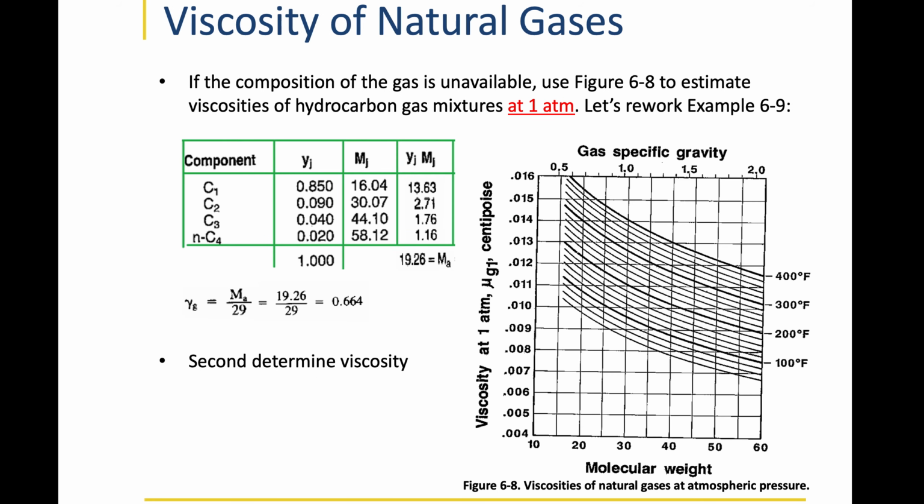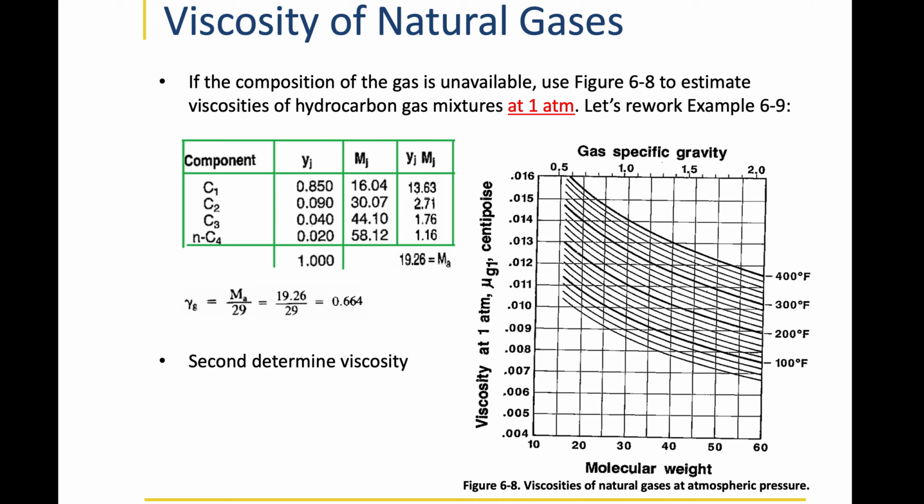But what if the pressure is not atmospheric? Before that, if the gas mixture is not given and you only have the specific gravity, there is a figure 6.8 with which we can find the viscosity at 1 atmosphere by simply knowing the gas specific gravity and the temperature. But we are not going to use this because most of the time we do have the mole fractions, and if you do have the mole fractions, you must use them. This graph brings more inaccuracy and more approximation in our calculation.